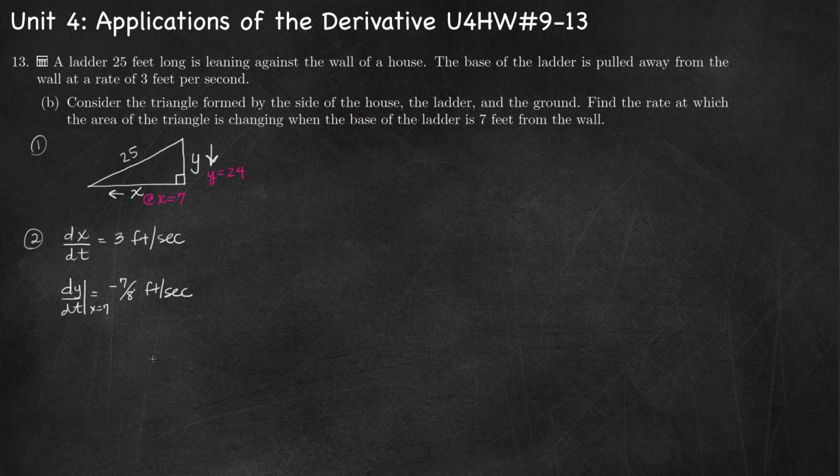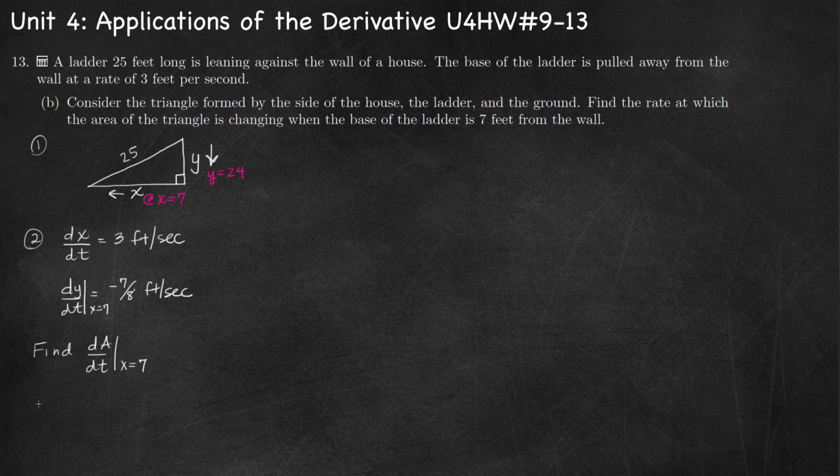But this time we're not trying to find dy/dt, we're trying to find the rate of change of the area of the triangle. So we want to find dA/dt, where A is the area of the triangle, at that same moment in time, at the instant when x equals 7. So now we need an equation that relates A with x or A with y, or both x and y, since we know both of those rates.